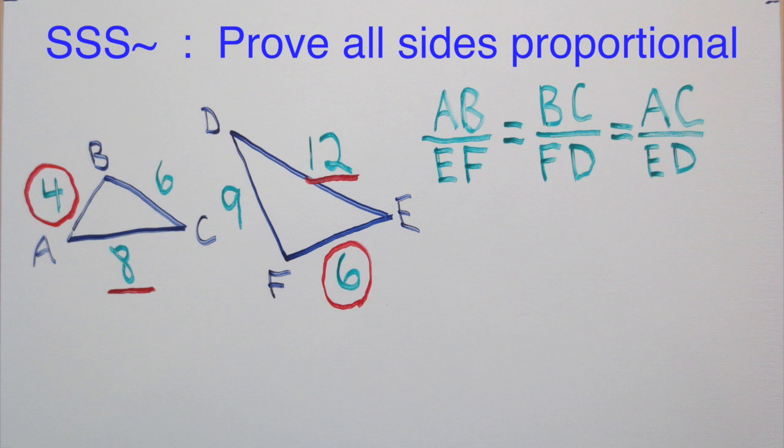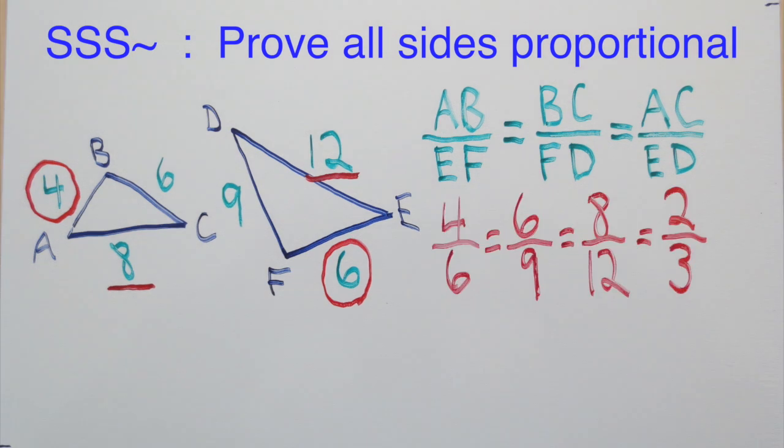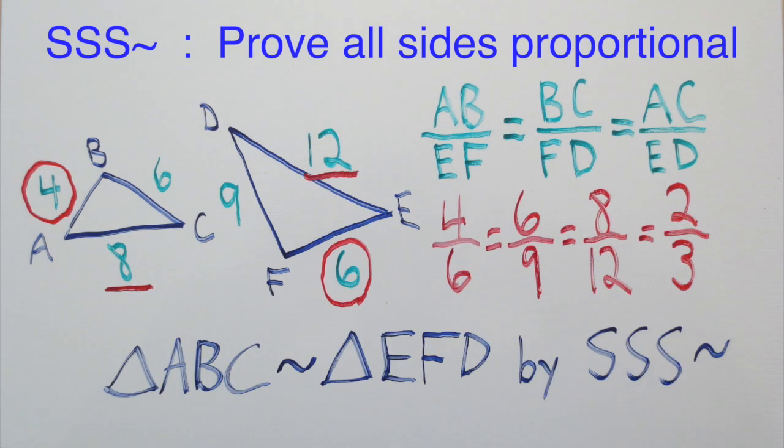Now to prove that that proportion is true, we'll go ahead and insert all the numbers. So we get 4 over 6 equals 6 over 9 equals 8 over 12, and all of those reduce to 2/3. Last step, go ahead and write out the triangles. Triangle ABC is similar to triangle EFD by side-side-side similarity.